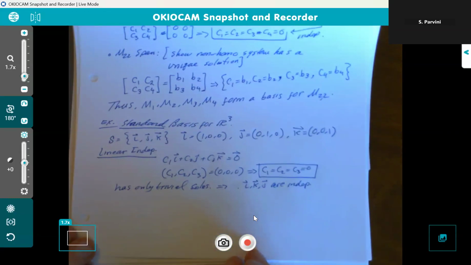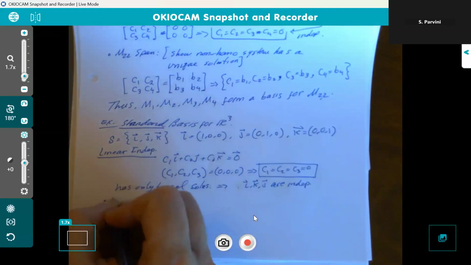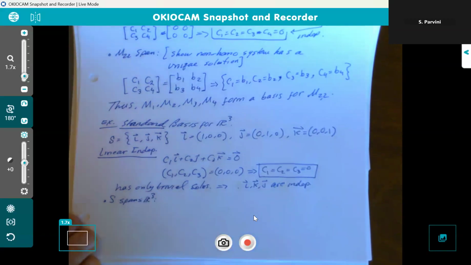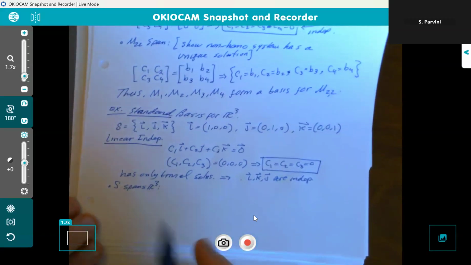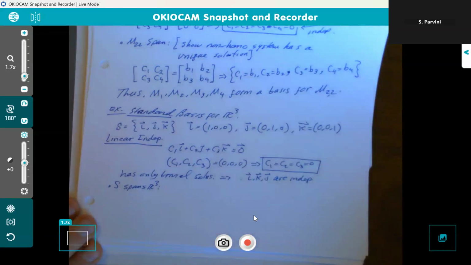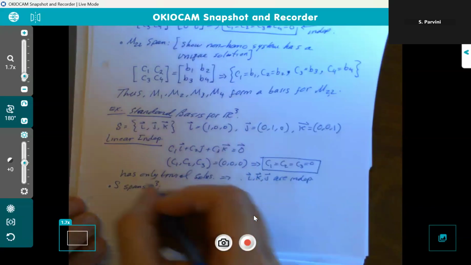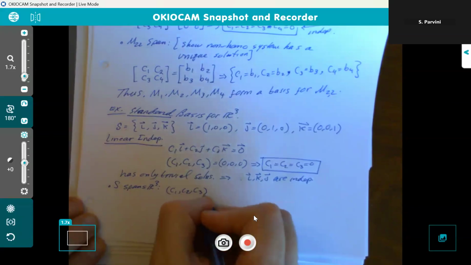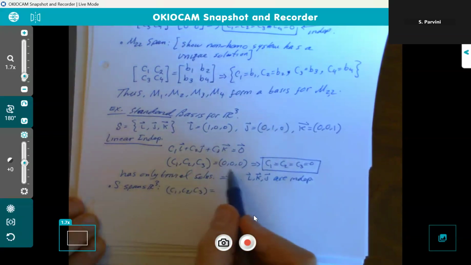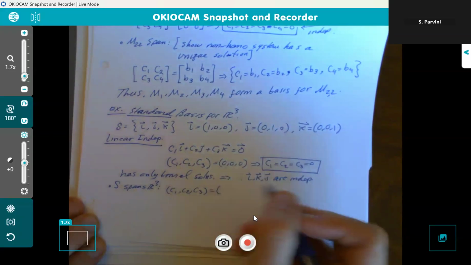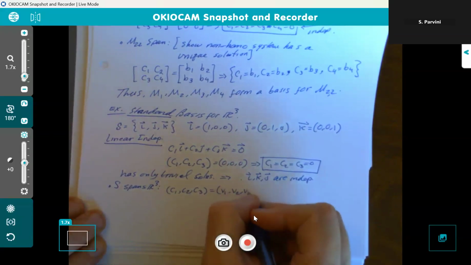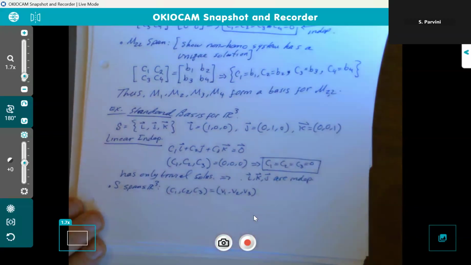Now, that was independence. How about spanning? The set spans R3. So how do we show that? Well, for that, we need to show the solution to a non-homogeneous system has a unique solution. So that means I'm going to write C1, C2, C3, right? For the non-homogeneous system, the right side is going to be what? I'll call it V1, V2, V3. Can call it B, whatever, it doesn't matter.